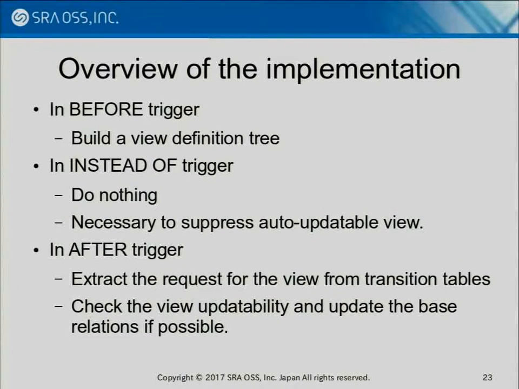So this is the overview of the implementation. There are three triggers: a before trigger, an instead of trigger, and an after trigger. In the before trigger, the view definition tree is built. The instead of trigger basically does nothing, but it is necessary to suppress auto-updatable views. And the main function is the after trigger. In this function, we extract the request for the view from the transition tables, check the view updatability, and update the base relations if possible.